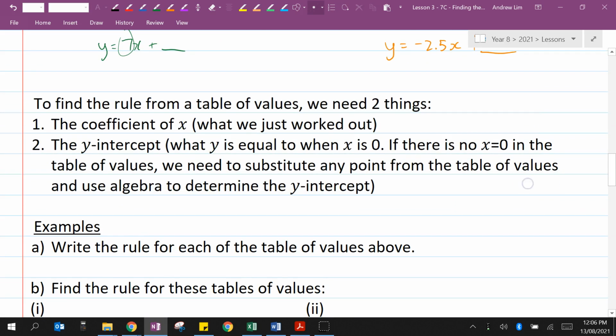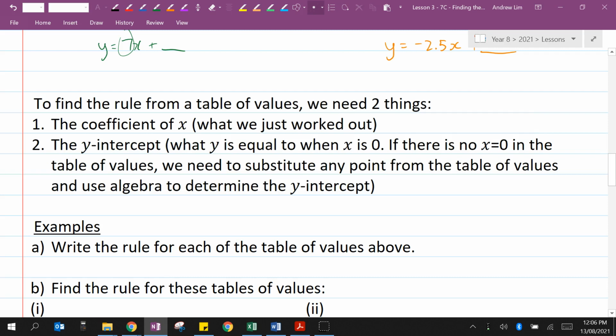Let's have a look at how to find a rule from a table of values. In order for us to do this, we need two things. We need the coefficient of x, which is what we've just worked out how to do. But we also need the y-intercept. Now the y-intercept is what y is equal to when x is 0. So we're going to look at the table of values, see what y is equal to when x is 0, and then we'll just put that in. If there is no x equals 0 in the table of values, then we need to substitute any point from the table of values, use algebra, and determine the y-intercept. We will go through that.